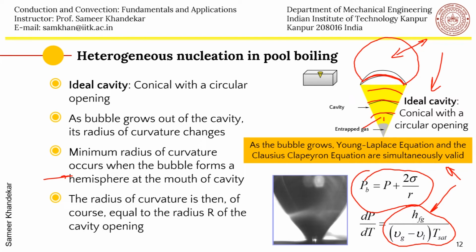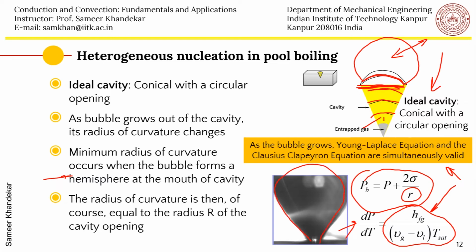At that time you have the minimum radius and the maximum delta P. And since these two are related thermodynamically through the Clausius-Clapeyron equation, as the bubble is growing, both of them should be satisfied so that the bubble can come out. If the conditions are such that any one of them is not getting satisfied, then the bubble cannot grow out of that particular cavity.